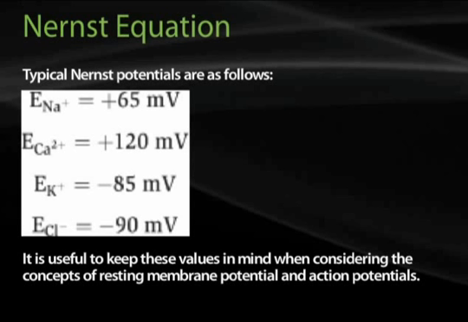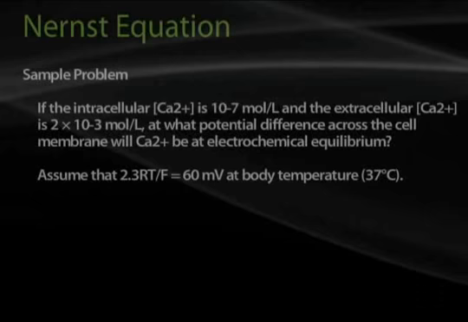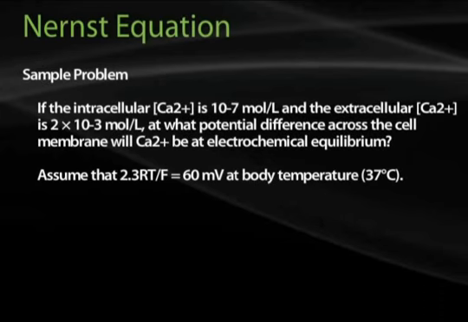Typical Nernst potentials are as follows. The Nernst potential for sodium is positive 65 millivolts. For calcium, positive 120 millivolts. For potassium, negative 85 millivolts. For chloride, negative 90 millivolts. It is useful to keep these values in mind when considering the concepts of resting membrane potential and action potentials.